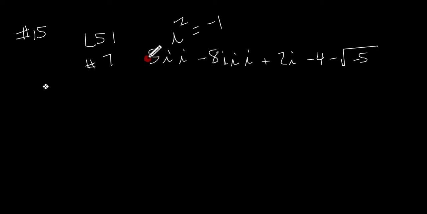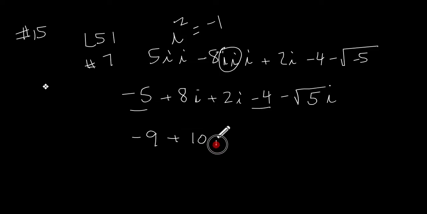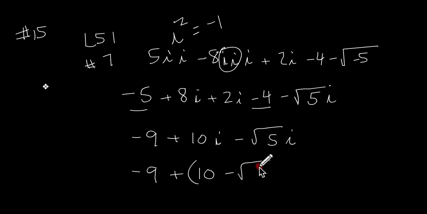So this is going to end up being 5 times -1, which is -5. Here's an i squared, so it's going to be -1. So -1 times -8 is going to be +8, and we have an i left over. Then we have our 2i, we have our -4, and then we just need to pop our i out of that square root of -5. Add your numbers together that are not imaginary. You get -9. Then add your i's together, so you get 10i minus the square root of 5i. If you want to be really complete, factor your i out of this: 10 minus the square root of 5, times i. That was a quick one.